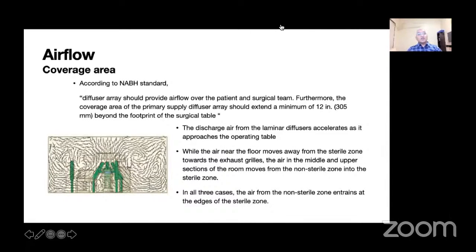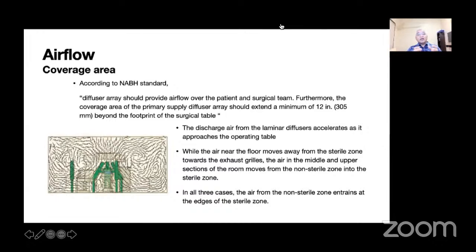The diffuser area from where the air comes into the operation theater should be provided directly over the patient and the surgical team, and the coverage area of the diffuser should extend at least 12 inches beyond the operation theater table edge. So whatever the operation theater table edge, it should actually extend beyond it by at least 1 foot or 12 inches.